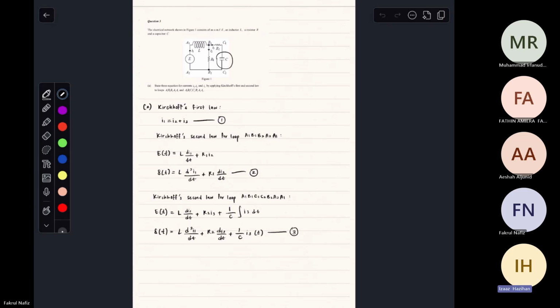So if we have the equation for Et, we are going to differentiate the equation. It's going to be dEt/dt equal to L d squared I1 over dt squared plus R2 di3 over dt plus 1 over C I3. So here is the last equation for this question. That's the three equations we have found in this question. Alright, we move to question B.